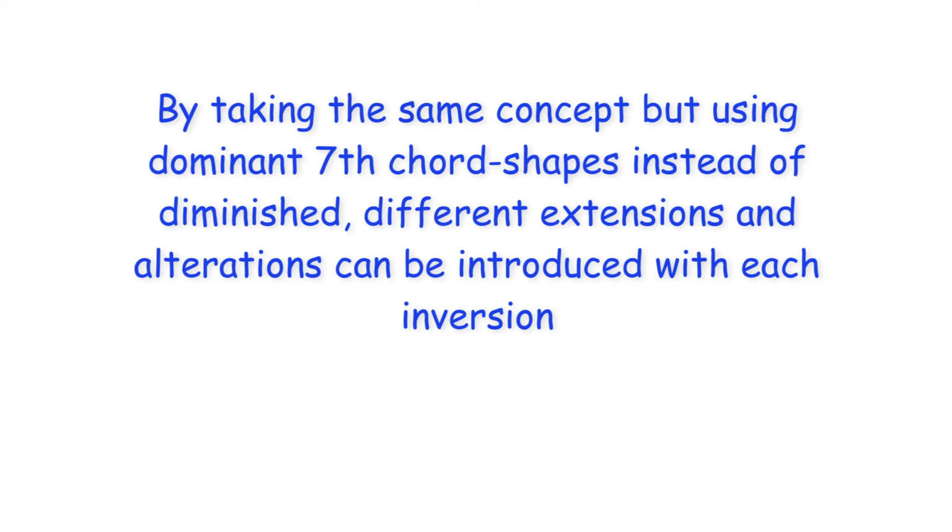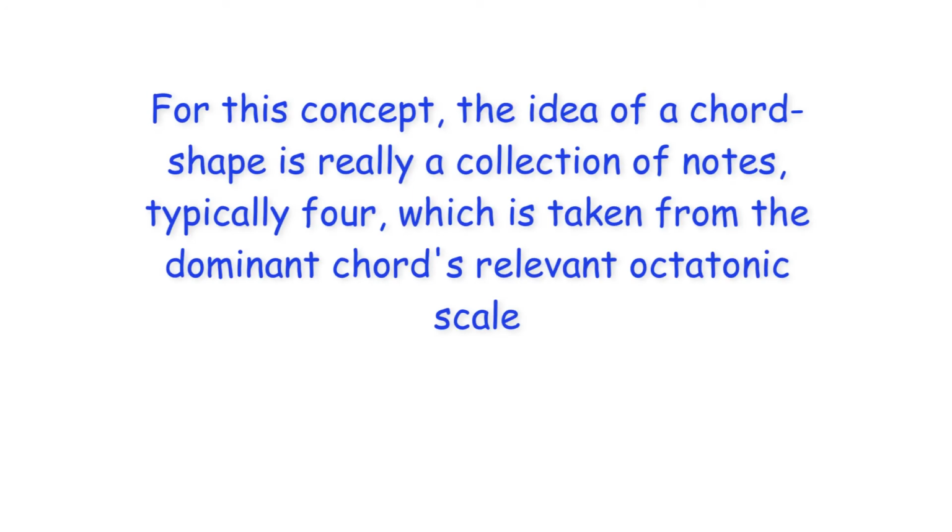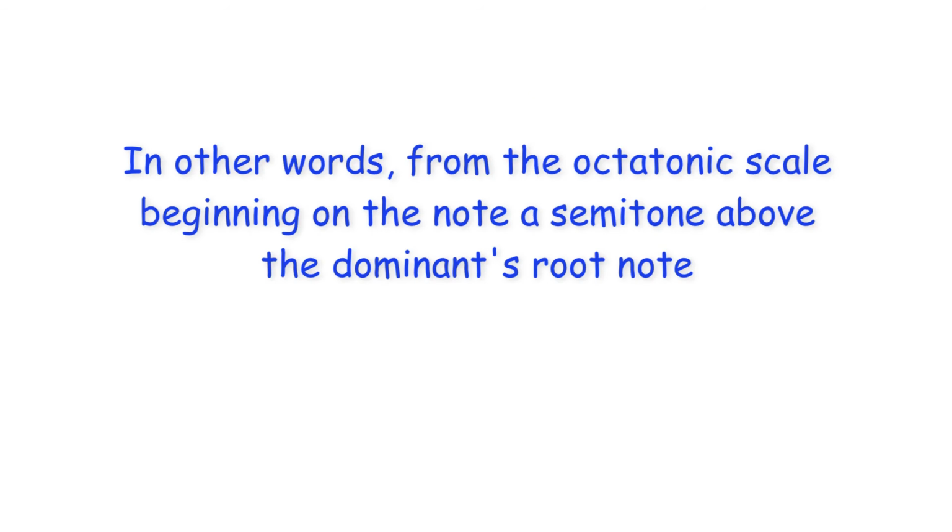By taking the same concept but using dominant 7th chord shapes instead of diminished, different extensions and alterations can be introduced with each inversion. For this concept, the idea of a chord shape is really a collection of notes, typically 4, which is taken from the dominant chord's relevant octatonic scale. In other words, from the octatonic scale beginning on the note a semitone above the dominant's root note.